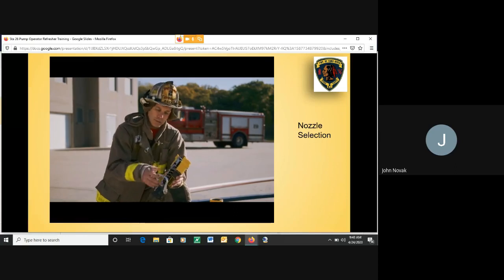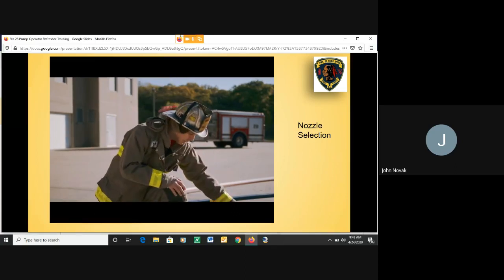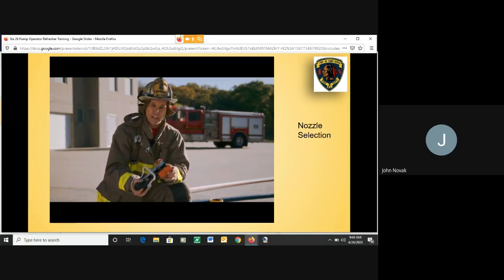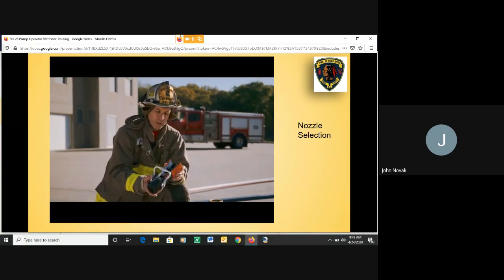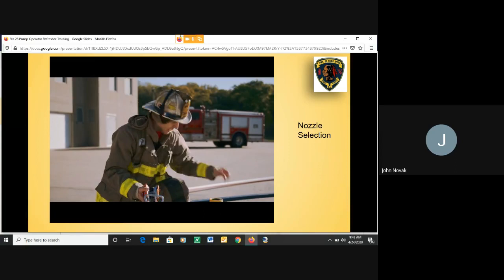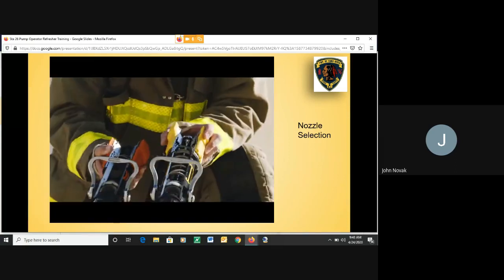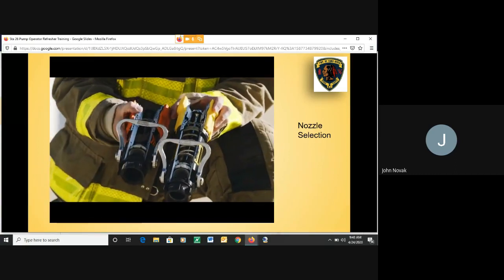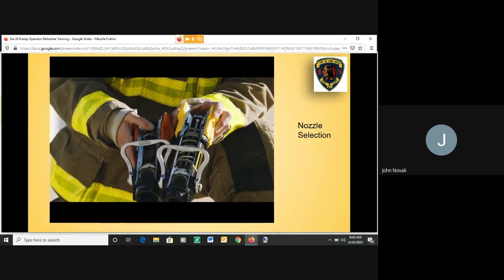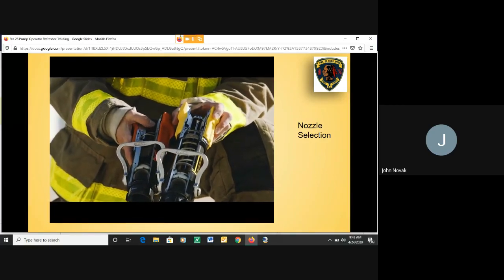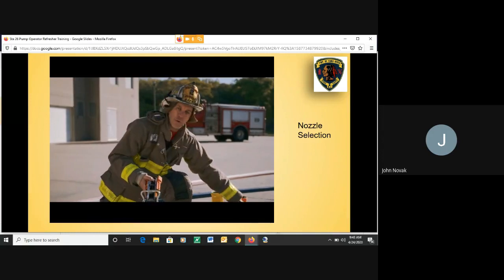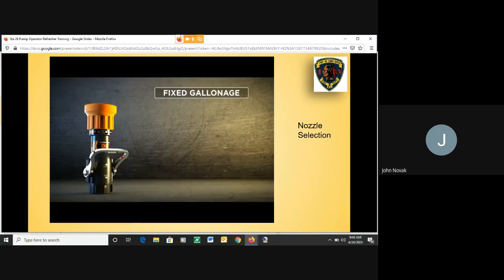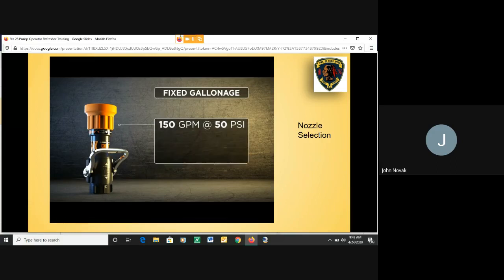Next to the automatic, we have the fixed gallonage or constant gallonage. I hold here a 150 at 50. As you can see, side by side to the automatic, there's not a spring. There's just a set stem in here that, when water is applied, opens to a certain distance to allow a given flow at whatever pressure. This is at 150 at 50. You can change these stems out. It could be a 150 at 75 or a 175 at 75, 200 at 75.